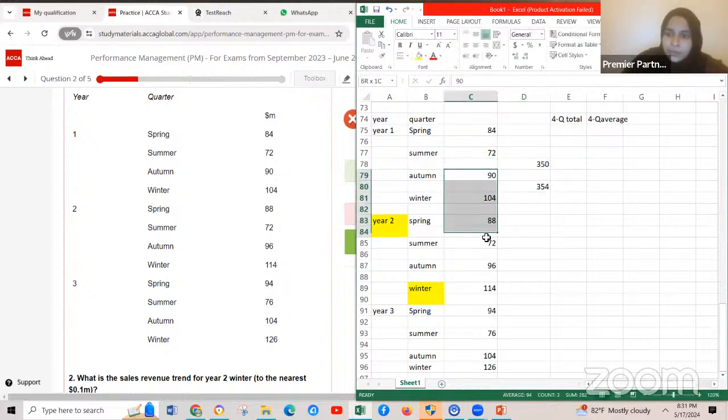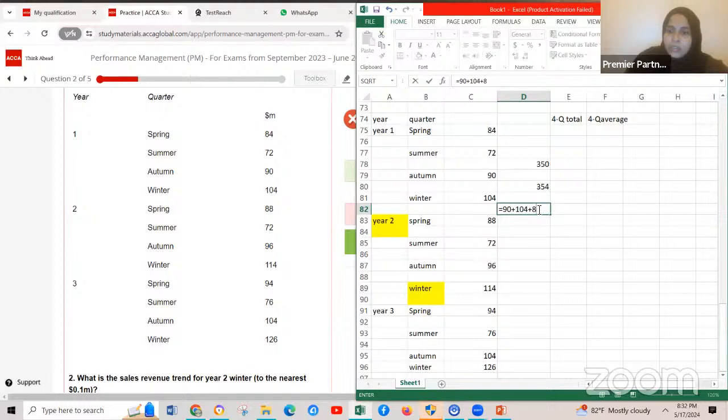Then you take this, the middle of this 4 is here, right? 90, 104, 88, 72. Then you take the next 4, which is this 4, right? Sorry. Then you take the next 4. So I'm taking the 4 averages. Then you take the next 4.